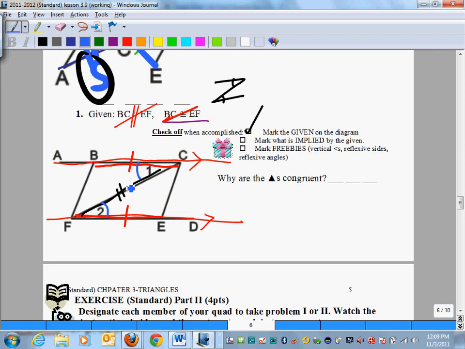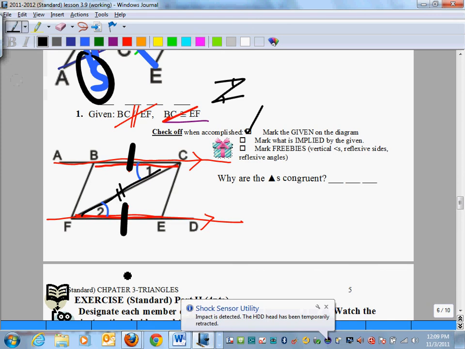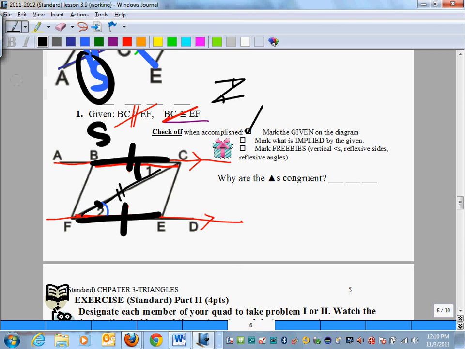Okay, now, when I pause, look up here, and you're going to either say sides or angles. I have a pair of congruent angles. Well, first we're going to start with the sides. Then we have a pair of congruent angles, and then we have a pair of congruent sides.